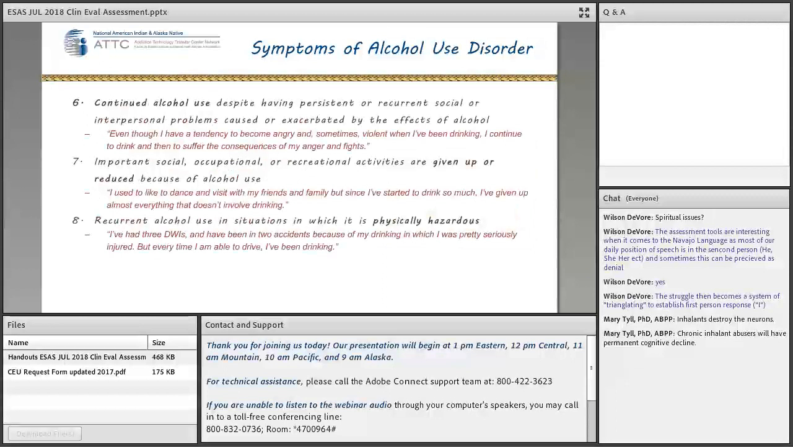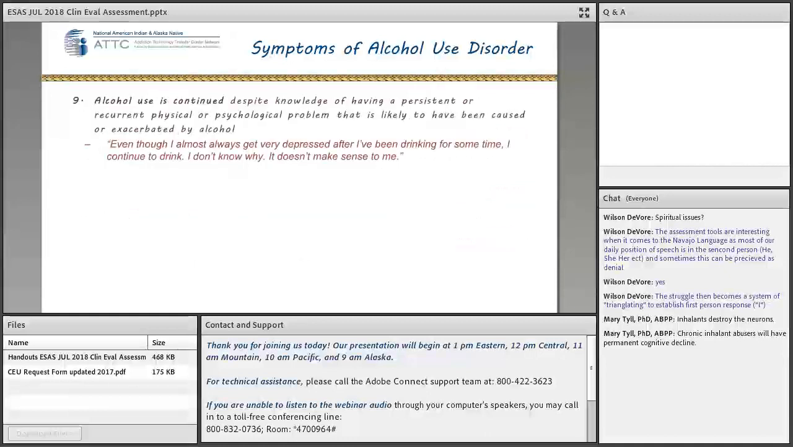Continued use of alcohol despite having persistent or recurrent social or interpersonal problems caused or exacerbated by its effects. Important social, occupational, or recreational activities are given up or reduced. Recurrent alcohol use in situations in which it is physically hazardous. Alcohol use is continued despite knowledge of having a persistent or recurrent physical or psychological problem that is likely to have been exacerbated by the use.